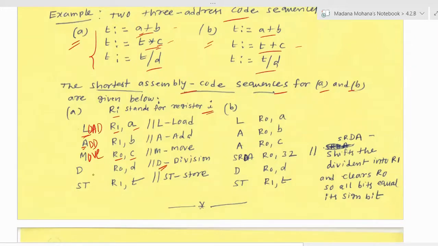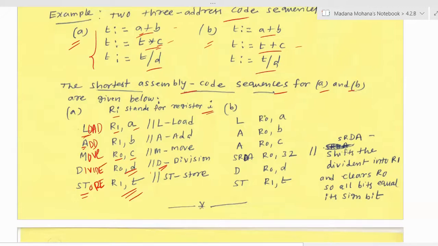For that you can use D, where D is nothing but divide. Divide R0 comma D. So what did R0 contain previously? T into C, nothing but A plus B into C, and then divided by D. Now that can be moved to the temporary T. So now let us see the store instruction. Store R1 comma T. Now we'll use another new register. So what does it contain? T equal to R1 here, the resultant value. Like that, we can generate the shortest assembly code sequence.